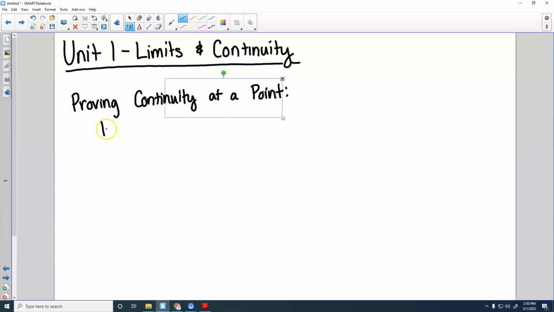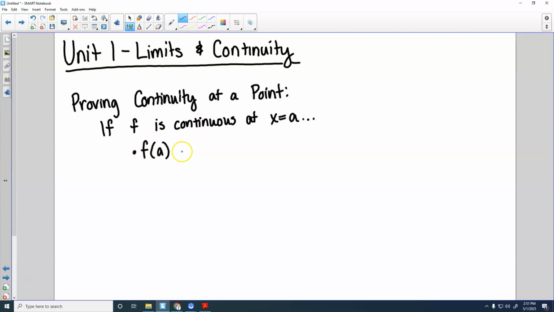So if f is continuous at, let's just call it x equals a right here. So at whatever point, that might be x equals 2, x equals 0, whatever. So if f is continuous at a point, then f of a exists. There can be a lot of different ways this can be shown.